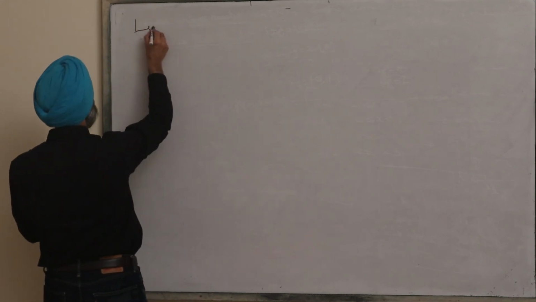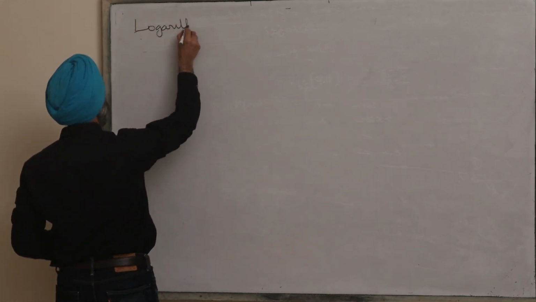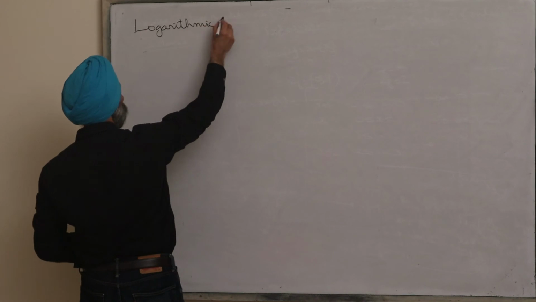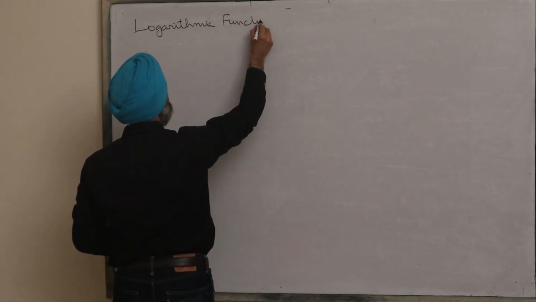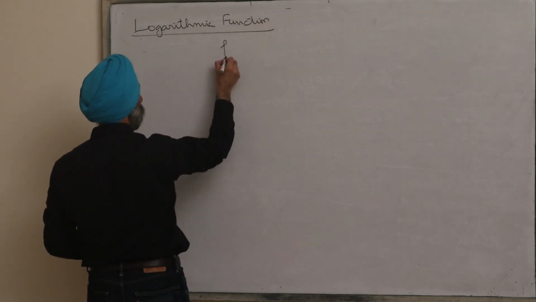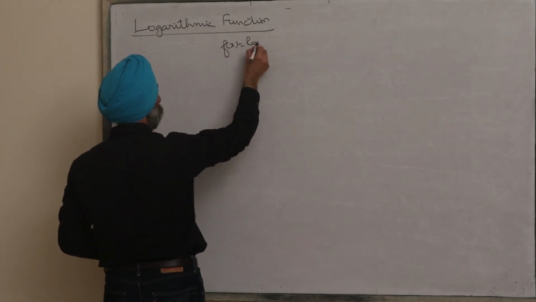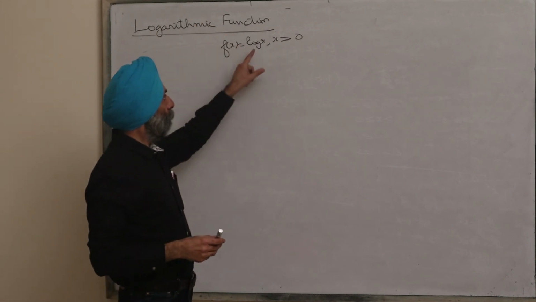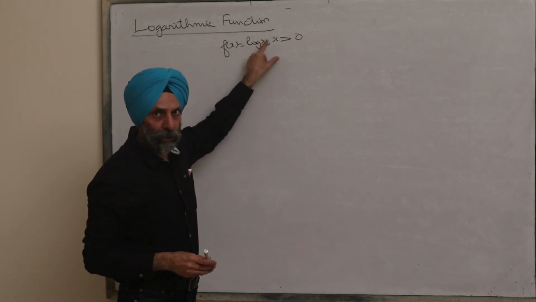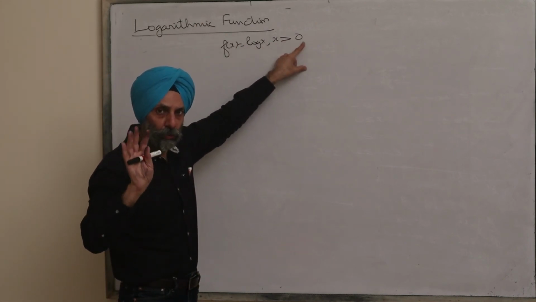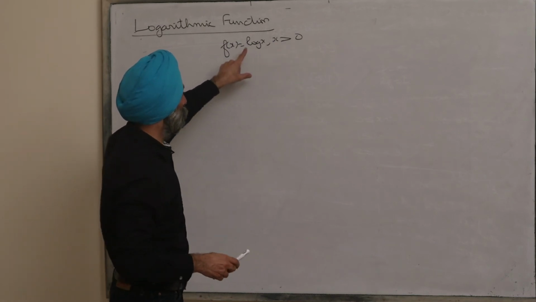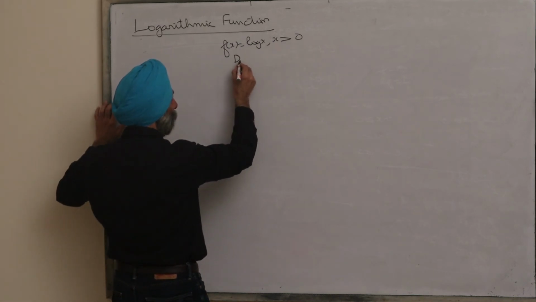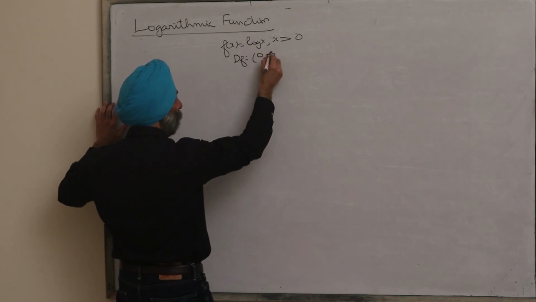Now next is the logarithmic function. So how do we define this function? f(x) is equal to log of x for all x greater than 0. So whatever is the argument of log, that should always be positive, and that gives you the domain of the function. So domain of f is open interval 0 to infinity.